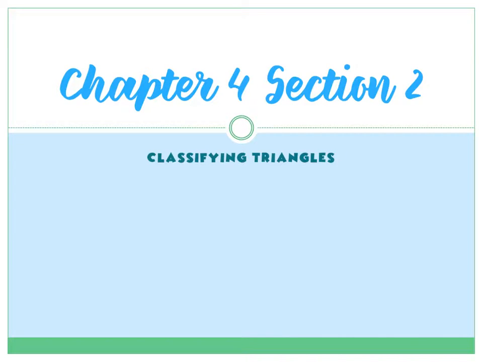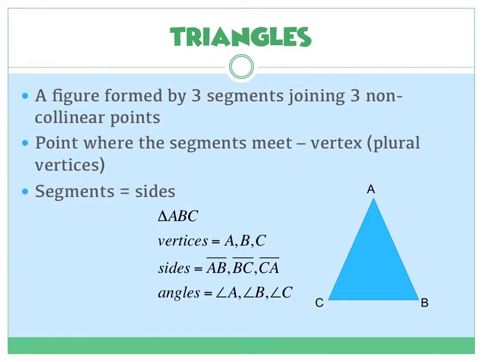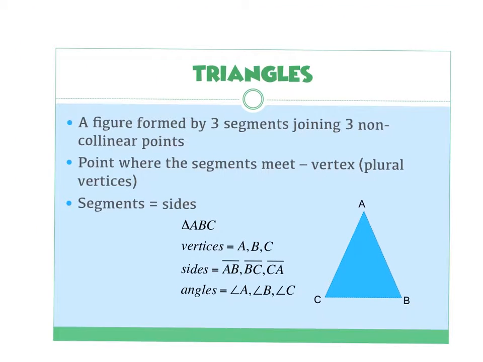All right, 4-2, classifying triangles. Today's the day you get to feel like a genius. Yay. All right, so that's again something that hopefully we've learned before, so this should be a review, but if not, then today's your day to learn how to classify a triangle by its lengths and its angles. So the definition of a triangle is a figure formed by 3 segments joining 3 non-collinear points, okay?